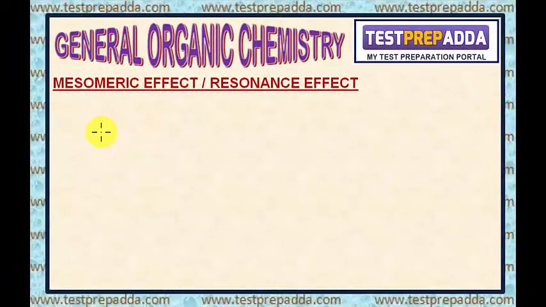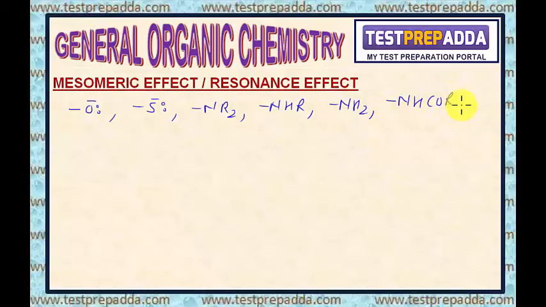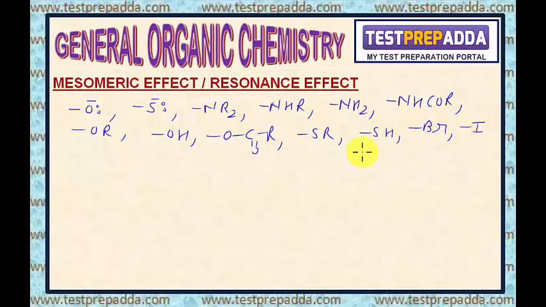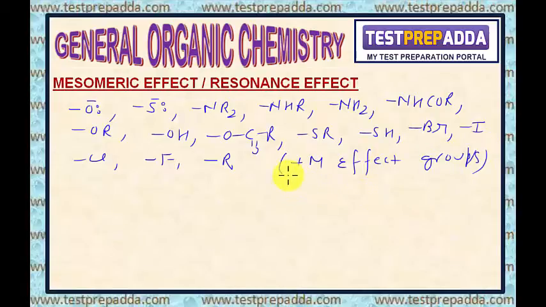Dear students, the different plus M effect groups, meaning electron releasing groups, are O minus, S minus, NR2, NHR, NH2, NHCOR, OR, OH, OCOR, SR, SH, Br, I, Cl, F, R. These are different groups. What type of groups? Plus M effect groups. Plus M effect groups means electron releasing groups.